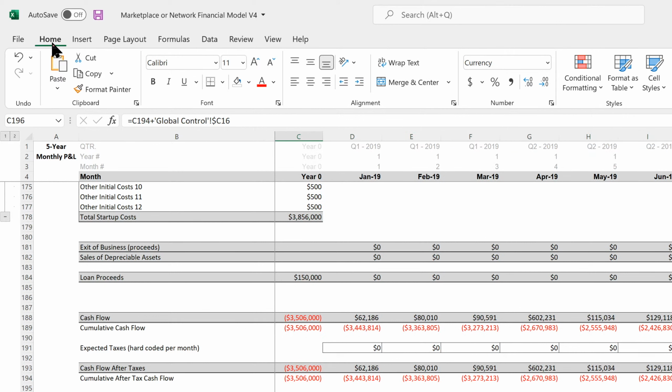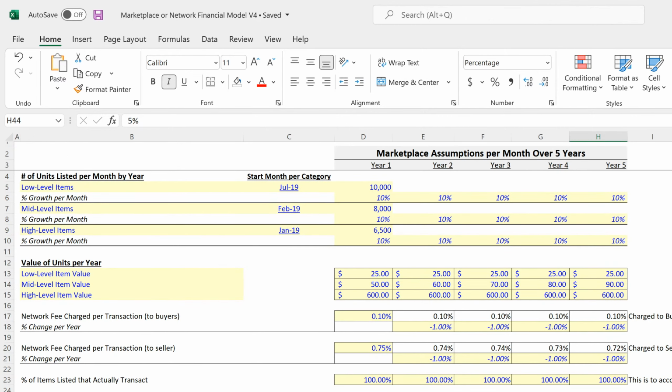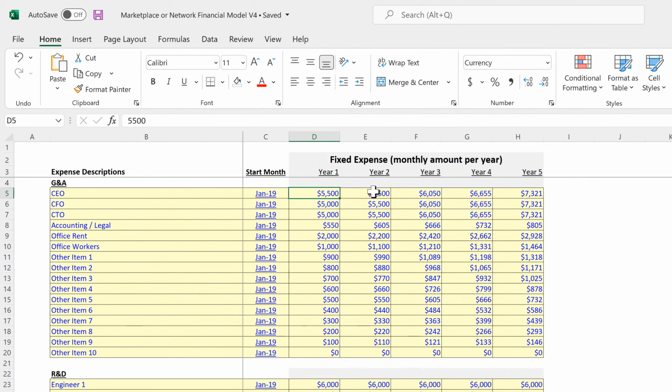So our zero sum is in year zero, and that's because we are positive cash flow every future month. But you can see if, let's say, we had a burn because we had some higher expenses in year one.